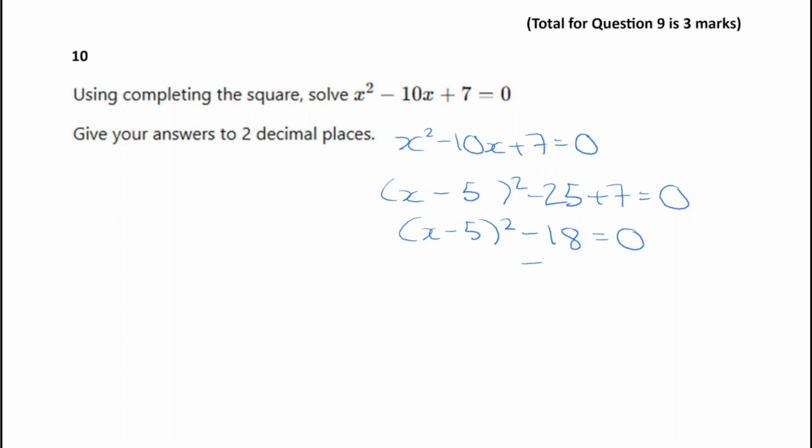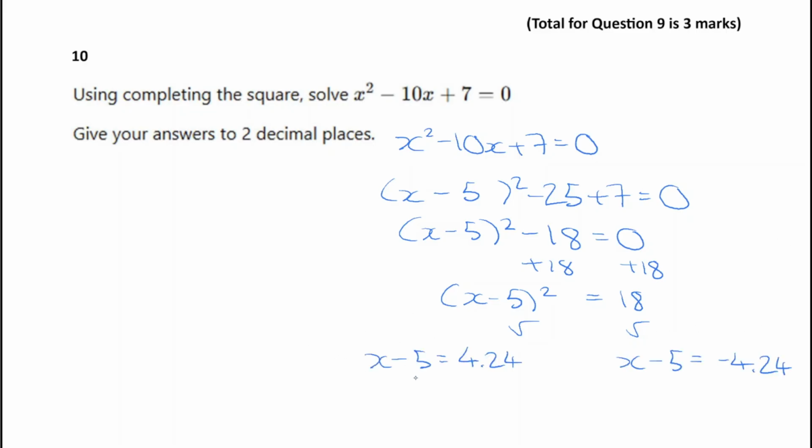Add 18 to both sides. Square root both sides, and remember that we're going to have two solutions when we square root 18. And we've also been told two decimal places, and then solve both of the equations. Which gives us two solutions of 9.24 and 0.76.